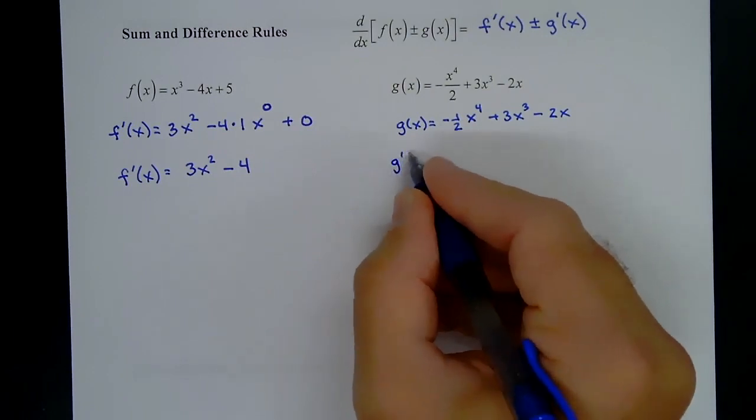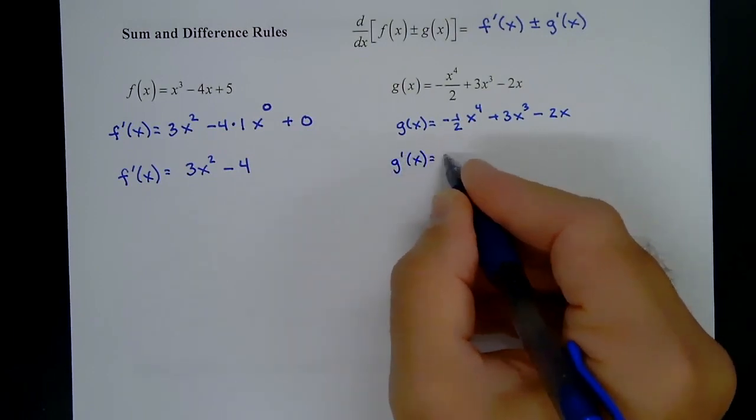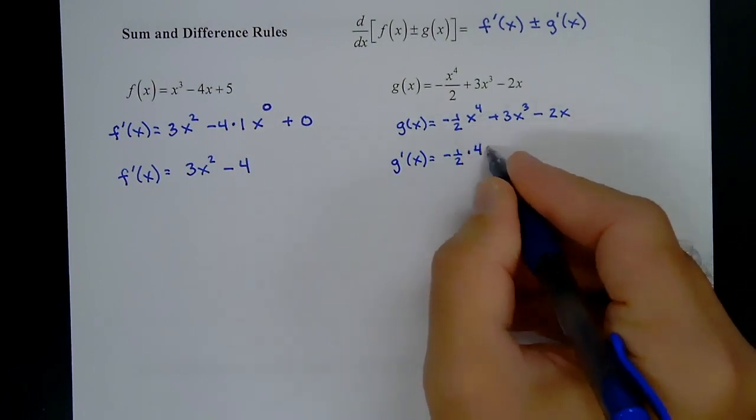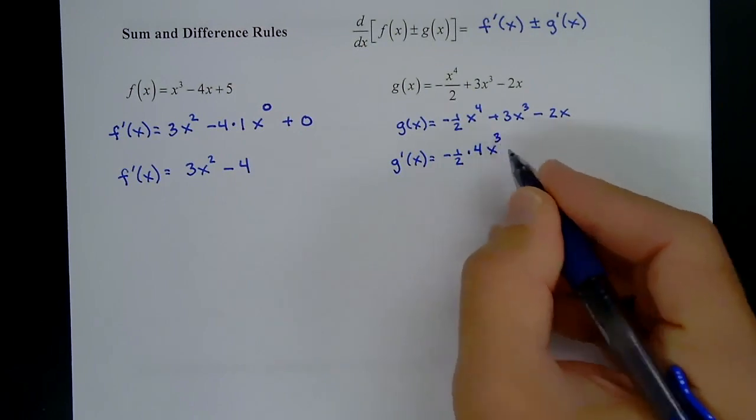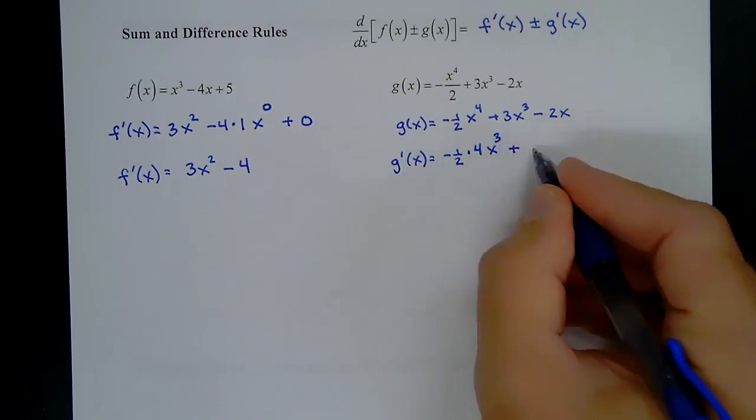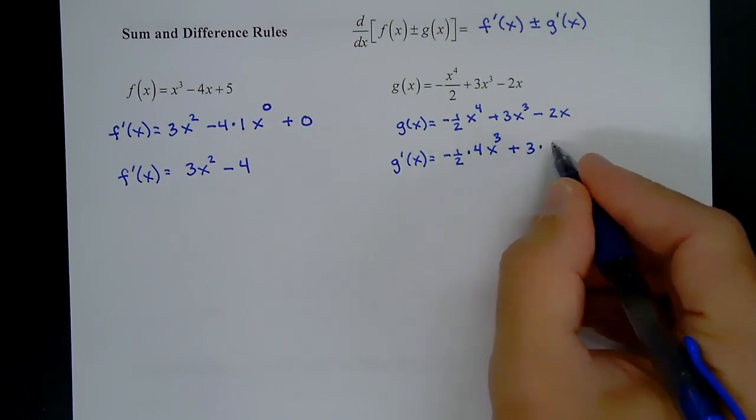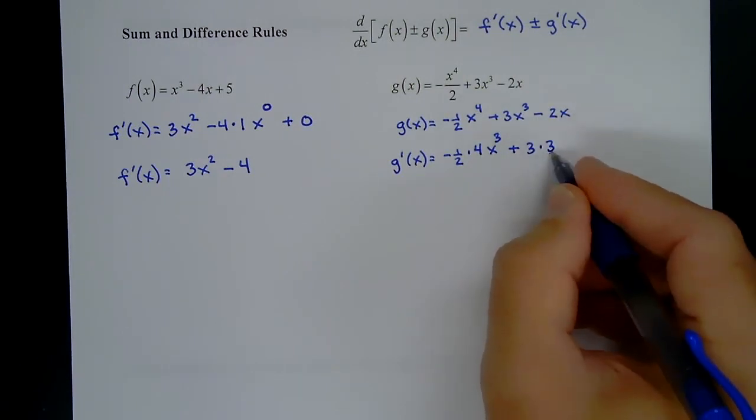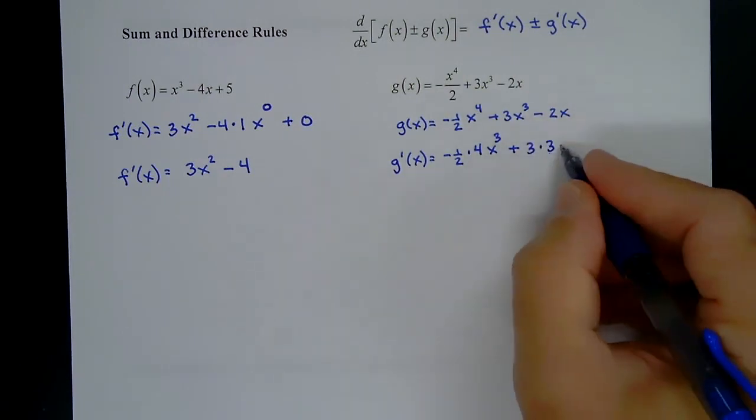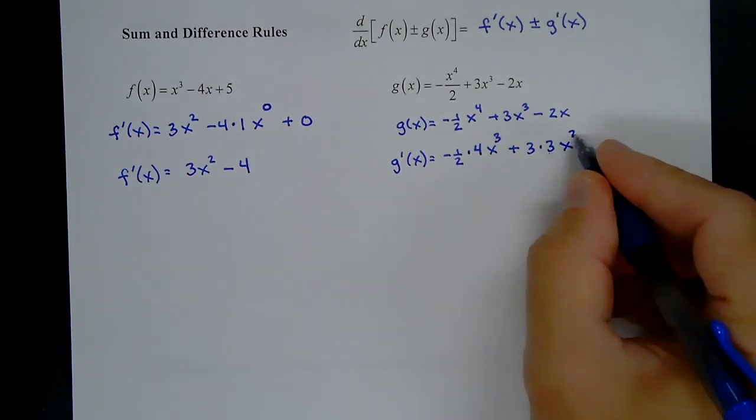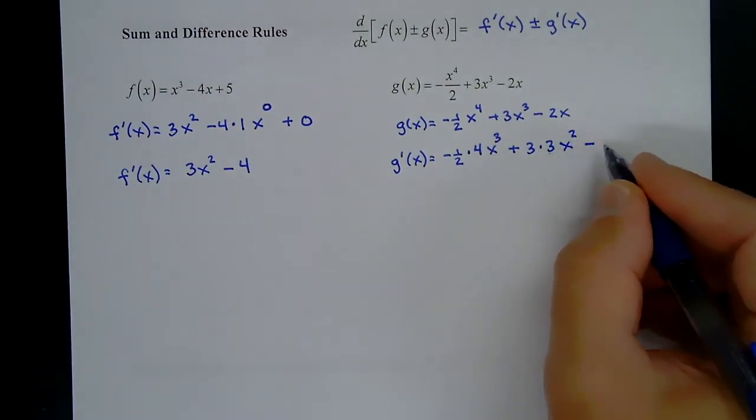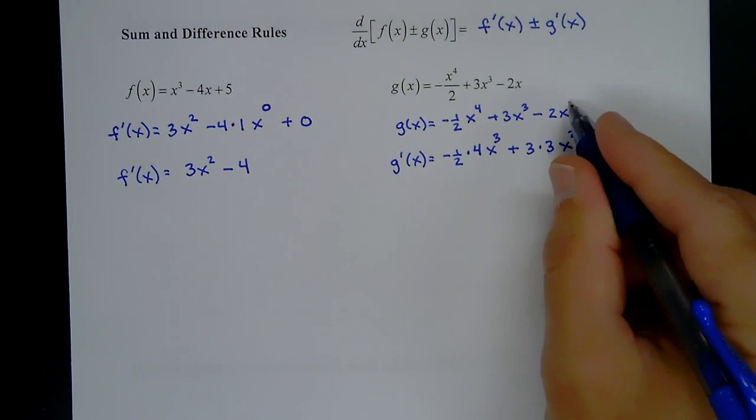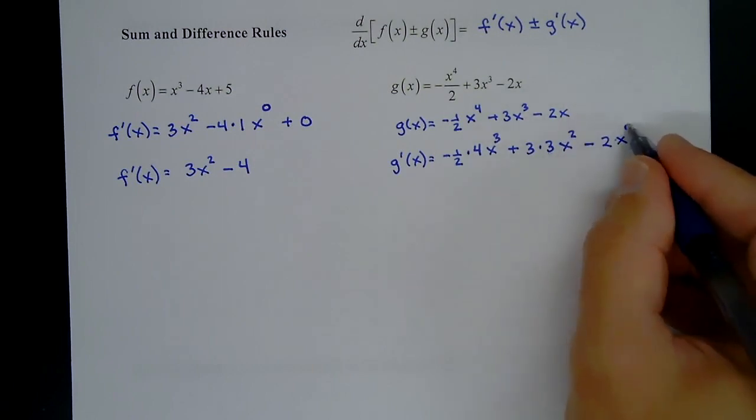So that would mean g prime of x would be -1/2, because that's my constant, times 4, because I'm bringing the power down, x to the 3rd power, plus this constant 3 times 3, and that's just bringing this power down, so this 3 right here is that power right there, times x to the 2nd power, minus 2, and then this is a power of 1, so that's going to be x to the 0 power.